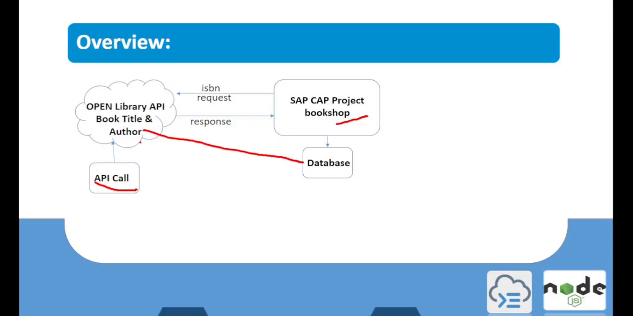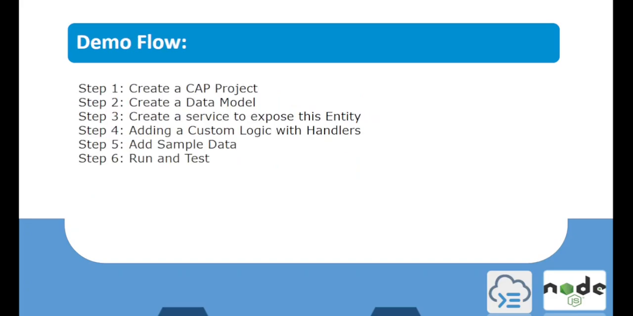This is super useful when you want to enrich our CAP application with real-time data from external sources. First, we set up a CAP project, make an API call using the axios package, and fetch book and author details. Later, we save the data to the database. Finally, we handle errors and edge cases if any. Let me quickly walk through the steps that we are going to see today.